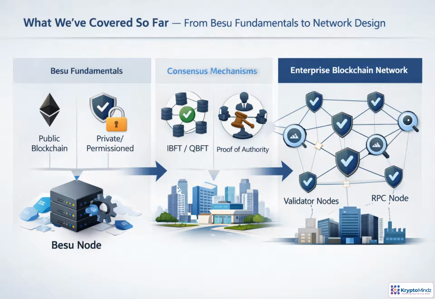Up to this point, you've seen where Besu fits, how public, private, and permission networks differ, and how Besu nodes reach agreement through IBFT or QBFT-style consensus. This module connects those ideas into a practical topology, choosing node roles, placing them appropriately, and preparing for permissioning, privacy, and enterprise design patterns.